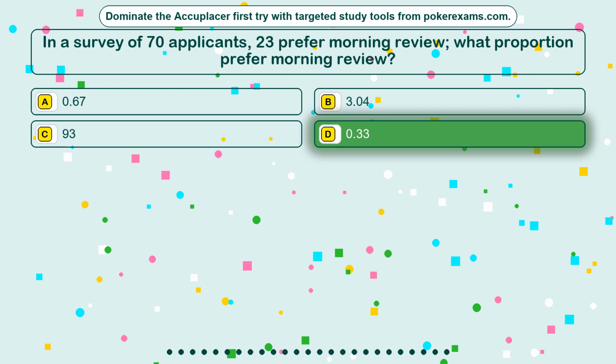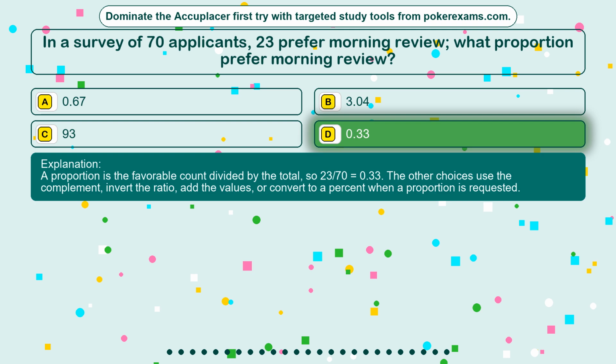The correct answer is option D, 0.33. A proportion is the favorable count divided by the total, so 23/70 equals 0.33. The other choices use the complement, invert the ratio, add the values, or convert to a percent when a proportion is requested.